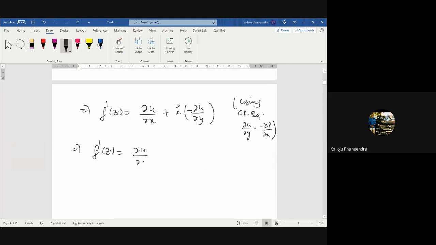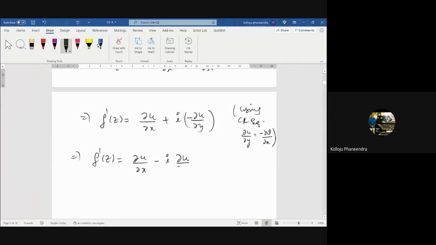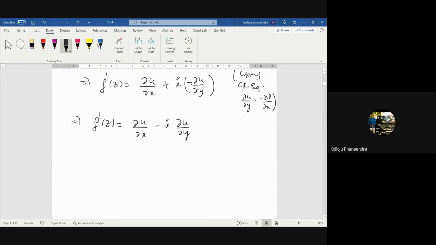F dash z equals dou u by dou x minus i into dou u by dou y. I can calculate dou u by dou x and dou u by dou y using the function u, right? But see, u is a function of x comma y. So dou u by dou x and dou u by dou y are functions of x comma y.